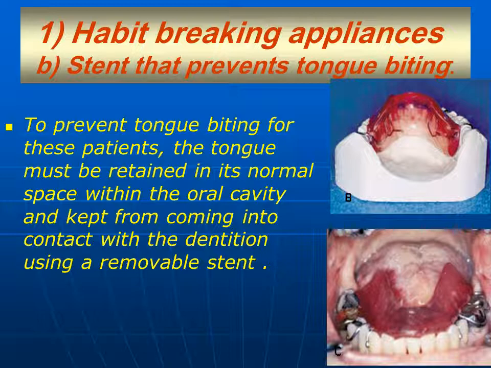As you see in the first photo, it is from the lingual side. It is extending just to protect the sides of the tongue, and it is retained by wire clasps. When you see it in the patient's mouth, it covers the sides of the tongue and keeps it away from being susceptible to trauma from the opposing dentition.